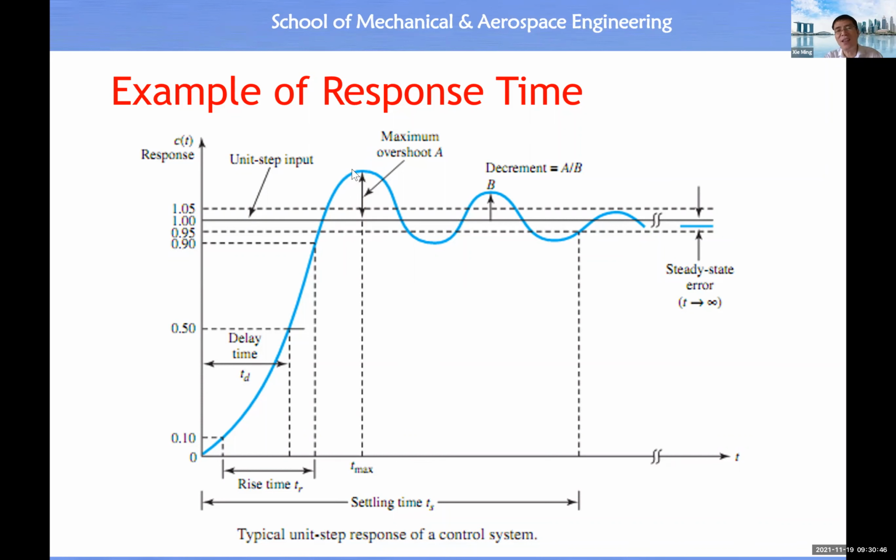Then overshoot, come back again, and overshoot, come back again, overshoot, come back again, until suddenly it enters the error band and never exits the error band. Then the rise time becomes the settling time. So we have these two indicators for us to know how fast your system responds to the change of the input.